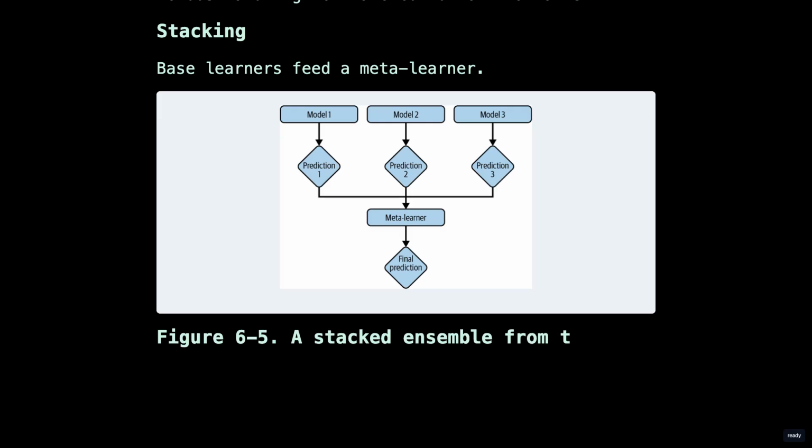The diagram closes the chapter on stacking by showing the two levels clearly. First-level models do the initial prediction work, and the top-level model learns how to trust them in combination.